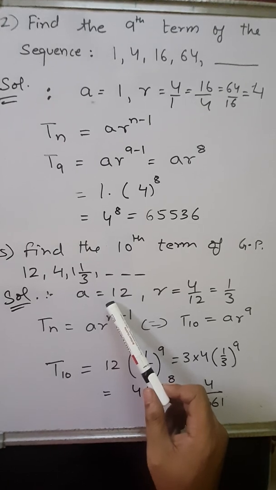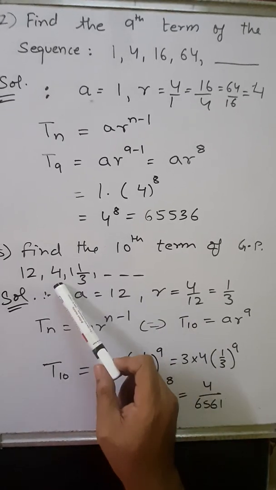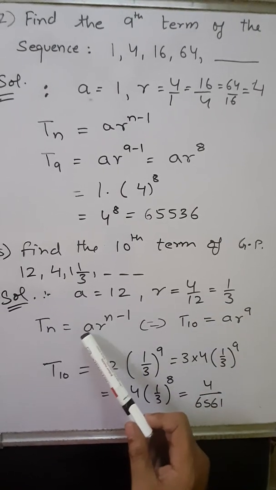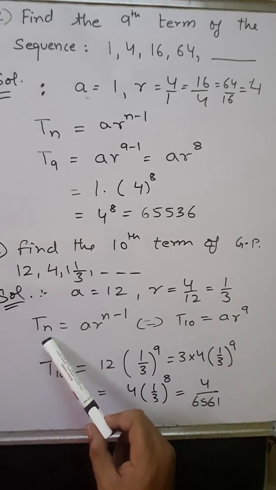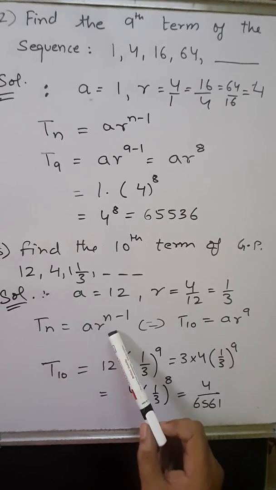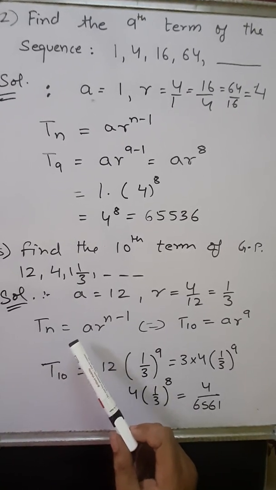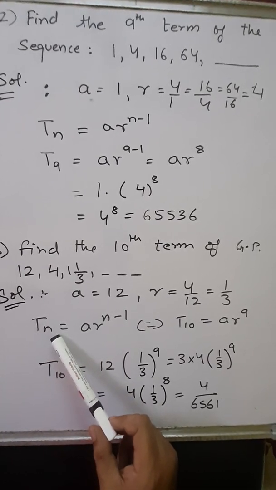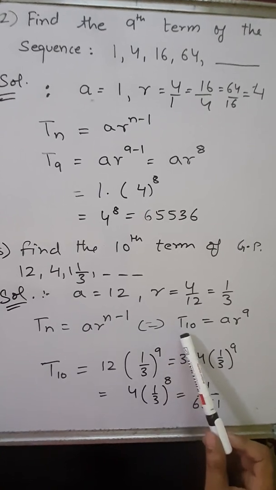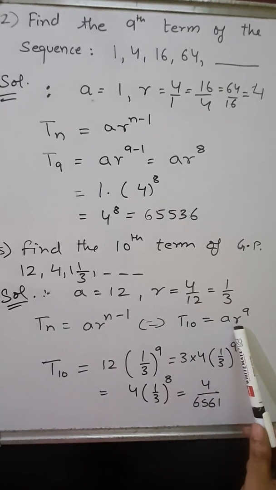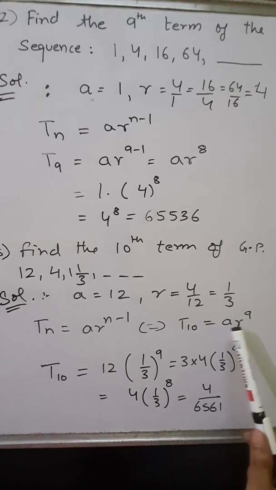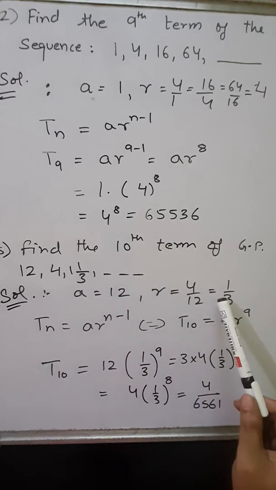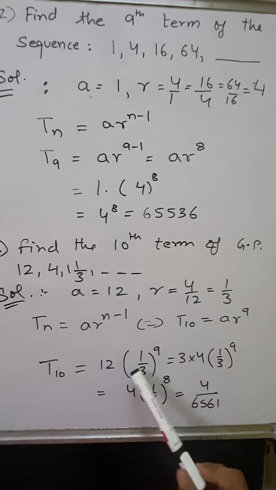That means the first term is 12. The common ratio will be second term upon first term, 4 upon 12, that will be 1 by 3. Right, children? Now the formula for finding the nth term is Tn equals ar to the power n minus 1. So we have to calculate the 10th term of the sequence. When we put n equals 10 in the formula, it becomes T10 equals ar to the power 10 minus 1, that is 9. Now when we substitute the values, a is 12 and r is 1 by 3.